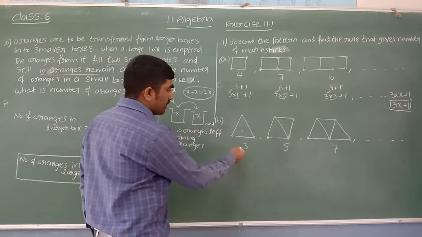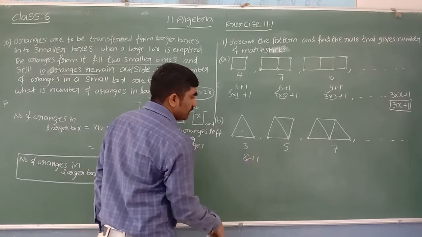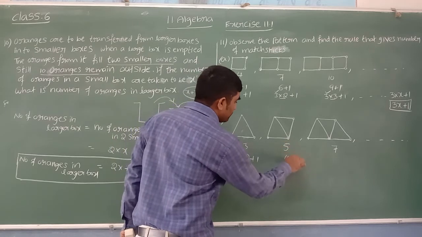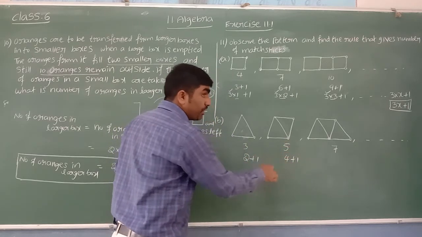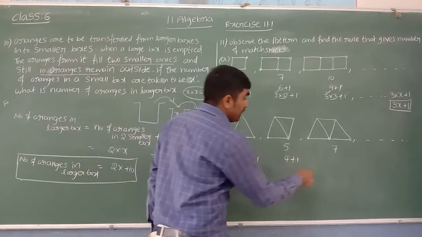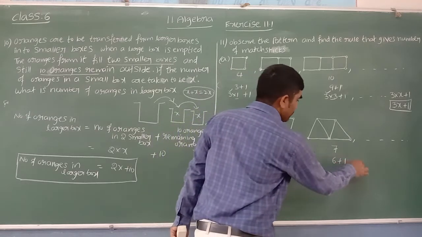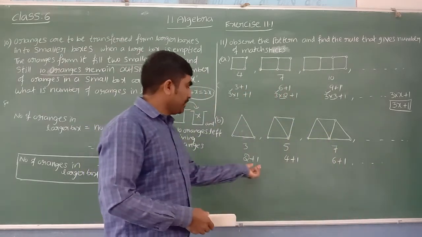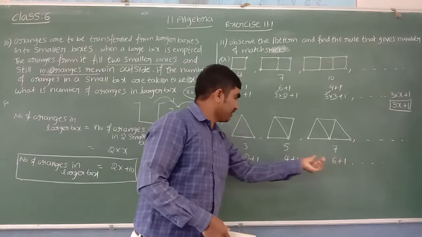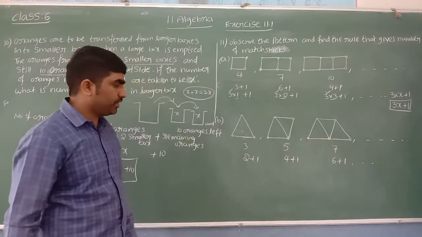Yes, sir, for 3 I can write 2 plus 1. 5 I can write 4 plus 1. So that plus 1 is the same and the remaining numbers 2, 4 are multiples of 2. 7 I can write 6 plus 1, sir. Hope it is clear. By doing this, plus 1 is same in all and the first numbers 2, 4, 6 are multiples of 2 now.